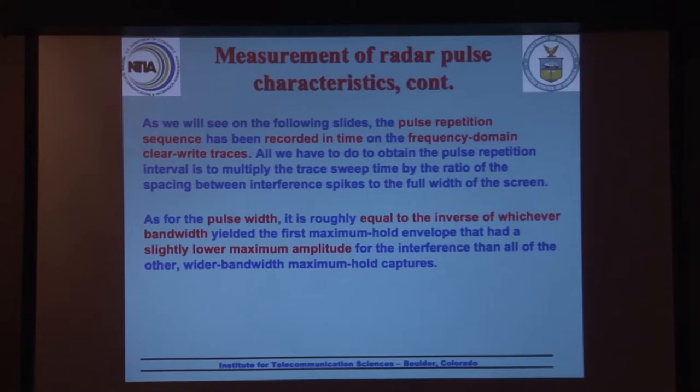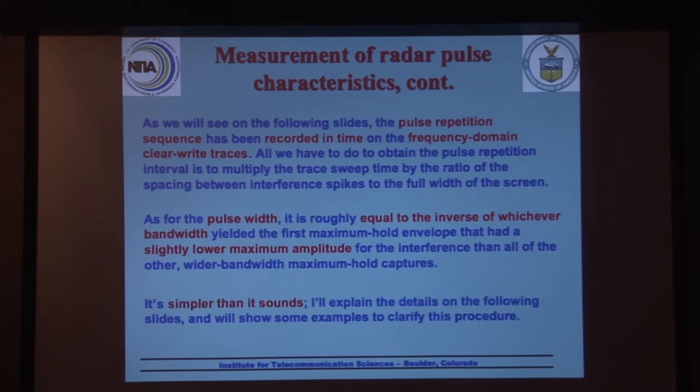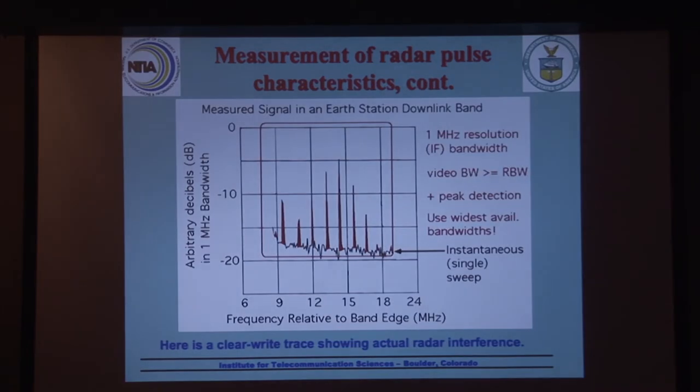And then I'll show you a graph in a minute, but for the pulse width, what you're going to take advantage of is the fact that the pulse width is roughly equal to the inverse of whichever bandwidth yielded the first max hold envelope that had a little lower amplitude than all the other max hold envelopes. I'll explain that more in a second. It looks confusing. It is simpler than it sounds. It's easier, I think, to see it in pictures than to go with the words.